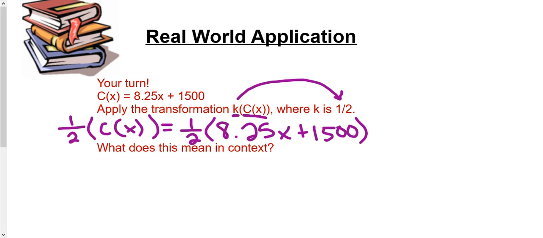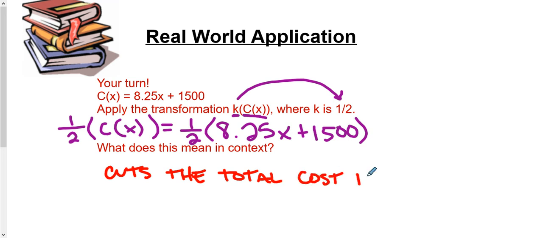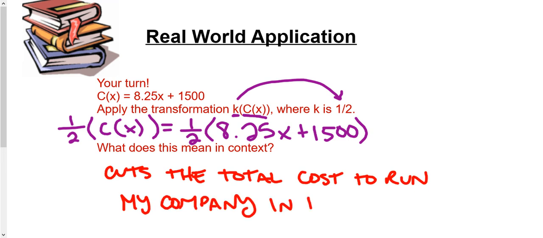So if I take the cost of running my company and multiply it by 1/2, that really just means that this k out front is going to cut the total cost to run my company in half, right? That's all it really does. So this cuts the total cost to run my company in half, okay? So whatever it was costing me based on the books and based on my initial cost, all of a sudden, now I only have to pay half of that.